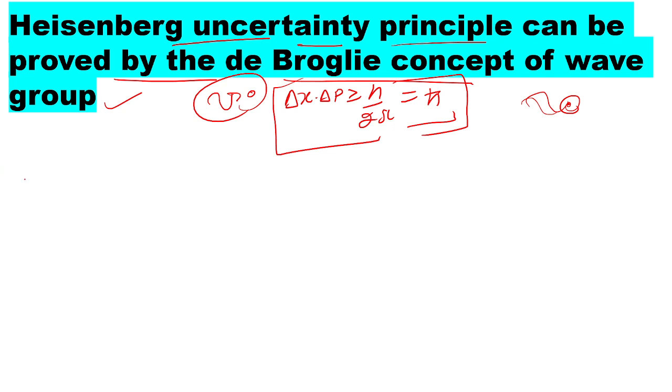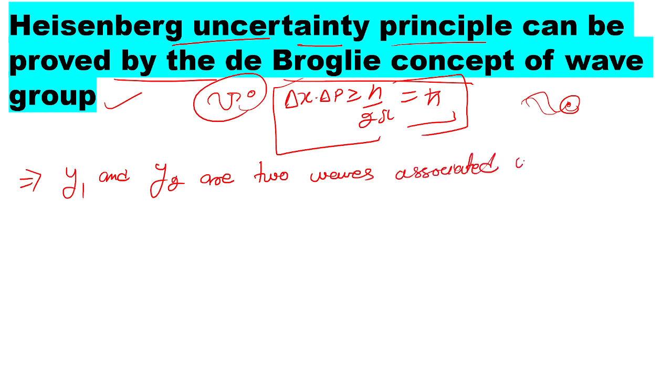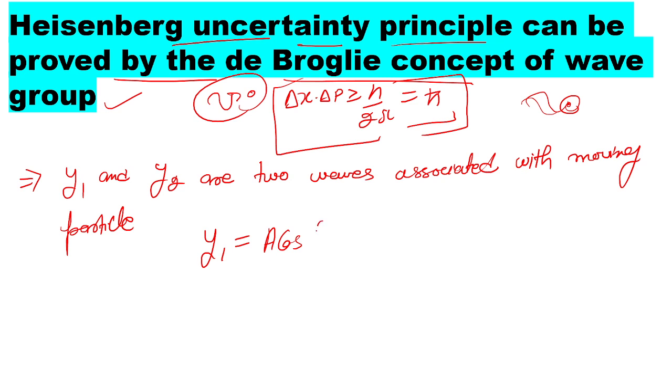Let's think that we have two waves, y1 and y2, two waves associated with a moving particle. What is y1? We know the equation for a wave: y1 is equal to a cos(omega t minus kx), where a is the amplitude.